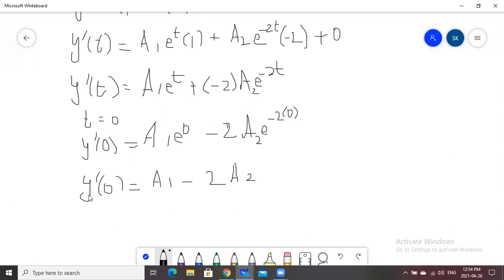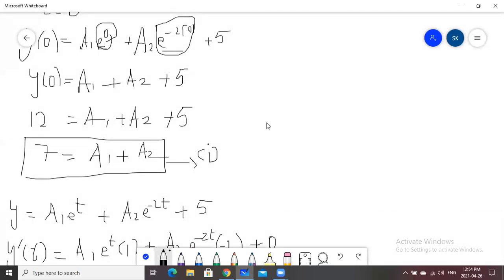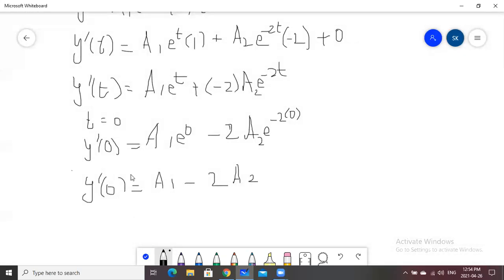What next? We have now y of 0 and y prime of 0. We also know that y prime of 0 is equal to minus 2. Substitute the value of minus 2 in this equation. We get minus 2 is equal to a1 minus 2a2.